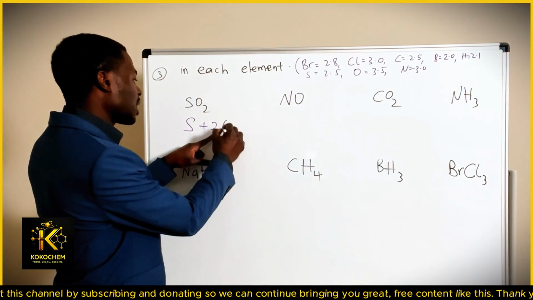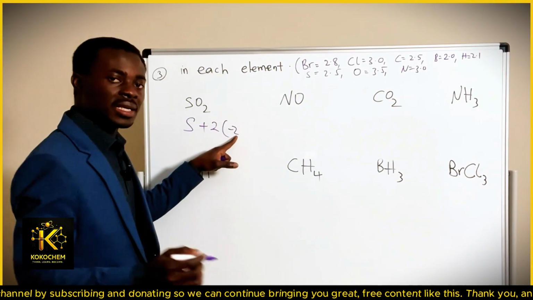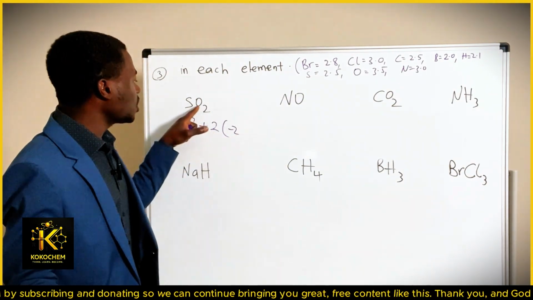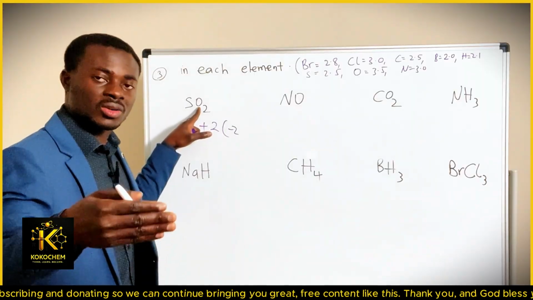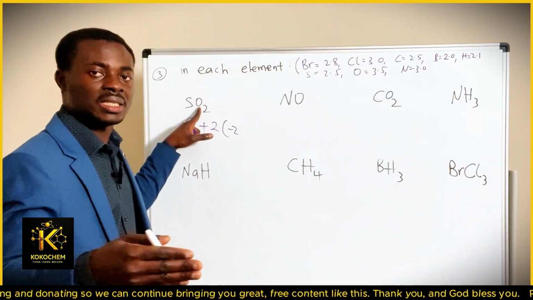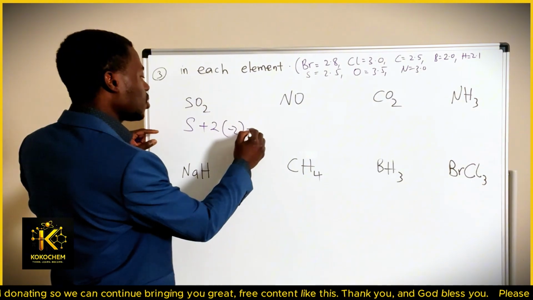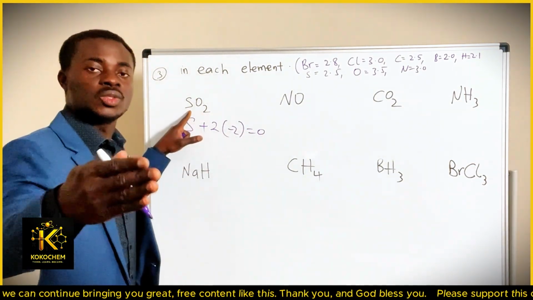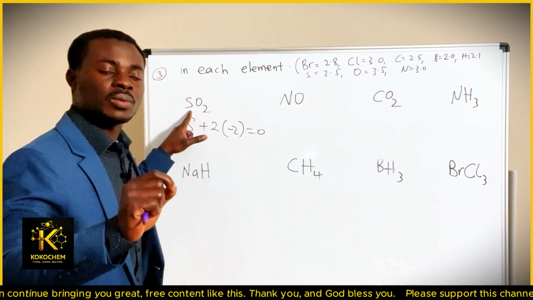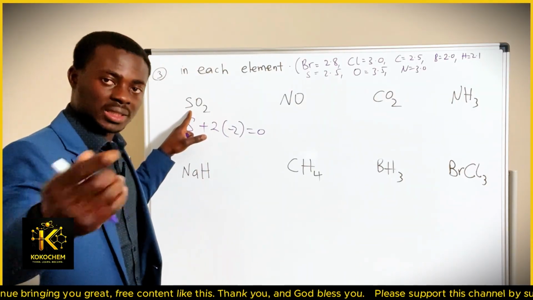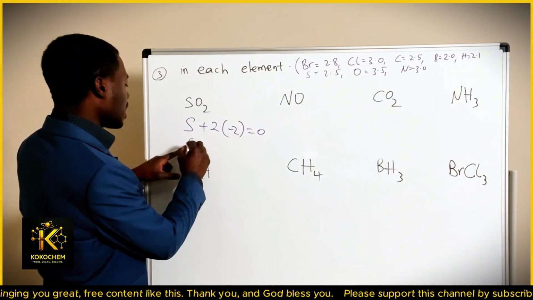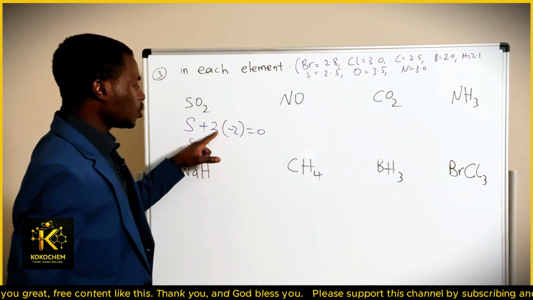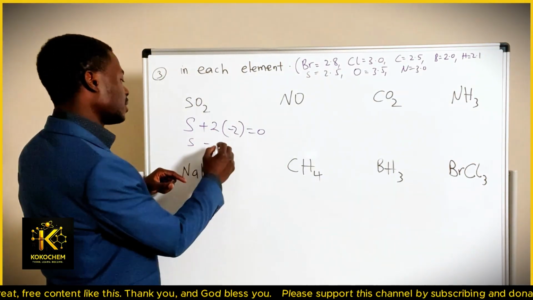So that will be 2 times -2. The oxidation state of oxygen here is -2, and the total is equal to 0, because SO2 is a neutral compound. The total for a neutral compound is equal to 0. So S plus 2 times -2, which is -4.